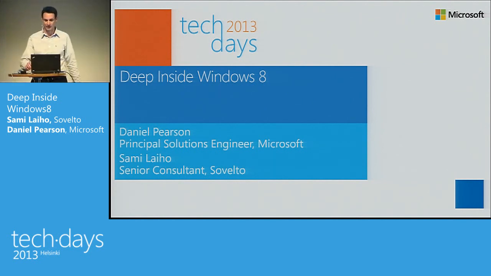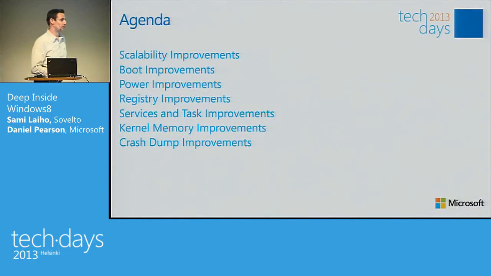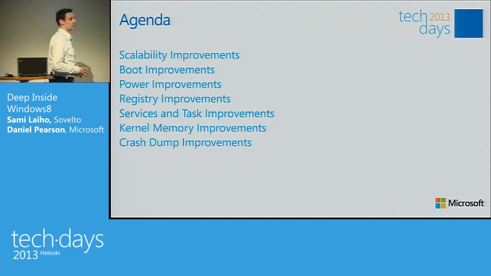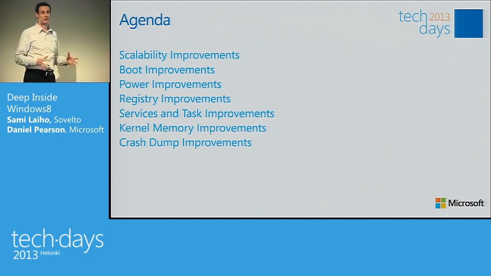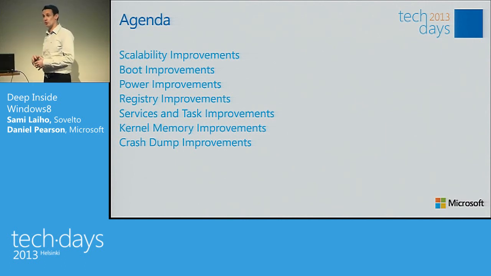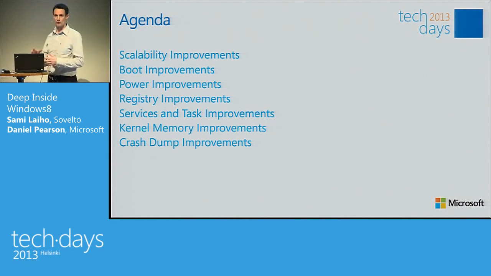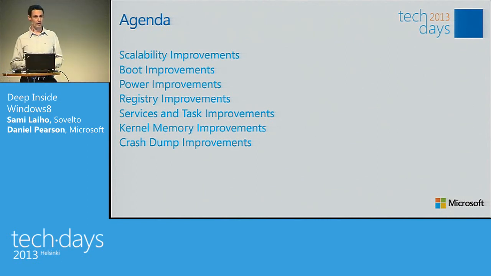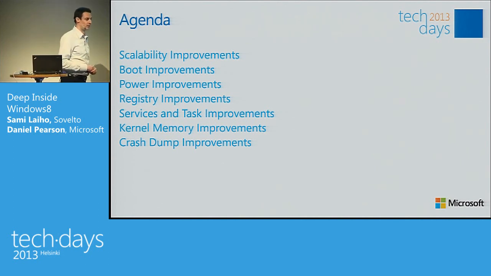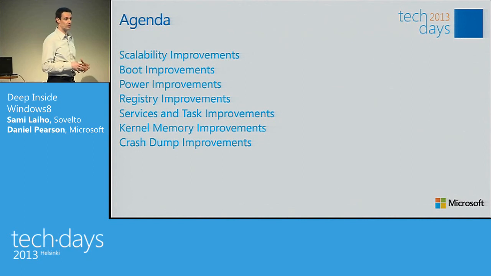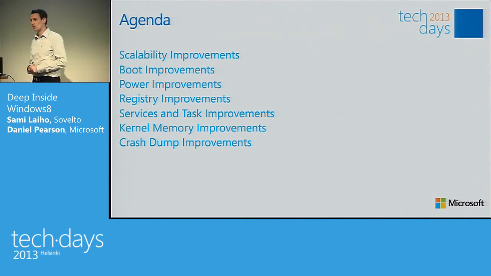All right. So as I said, welcome to Deep Inside Windows 8. What we want to do is spend the next 60 minutes going through some of the new features that have been introduced inside of Windows 8. And not only that, we'll look at some of the other improvements that have been made. We're going to focus on some core areas. We're going to look at things like scalability. We'll talk about the boot process. We'll look at some of the changes that have been made in Windows 8 to support newer devices. We'll talk about some of the power improvements.